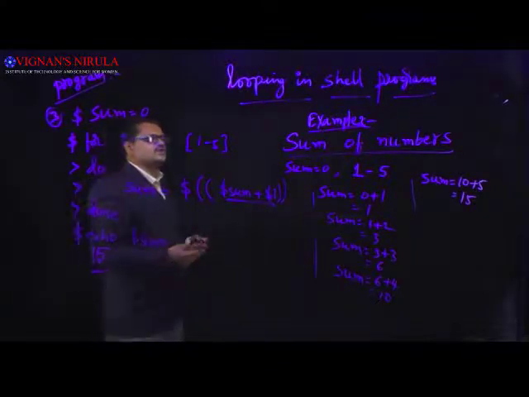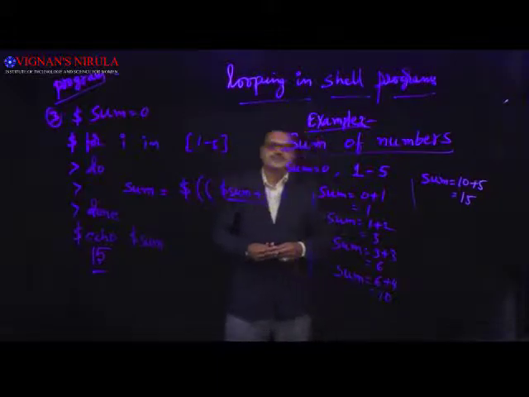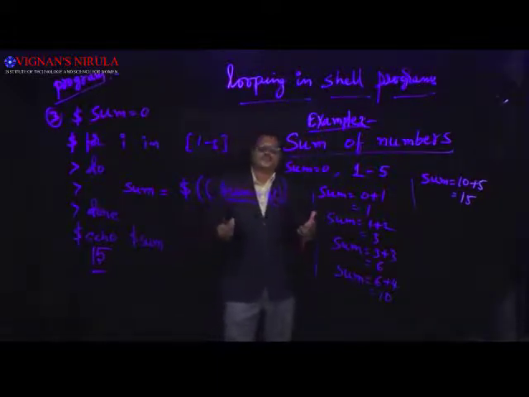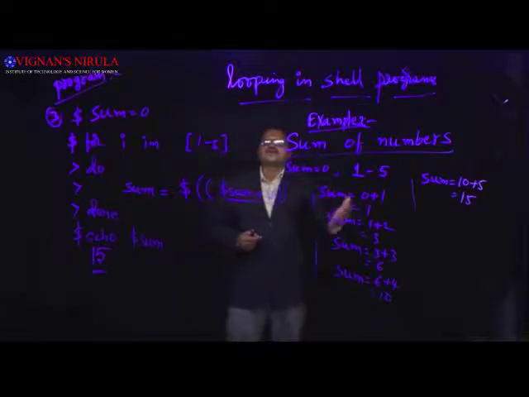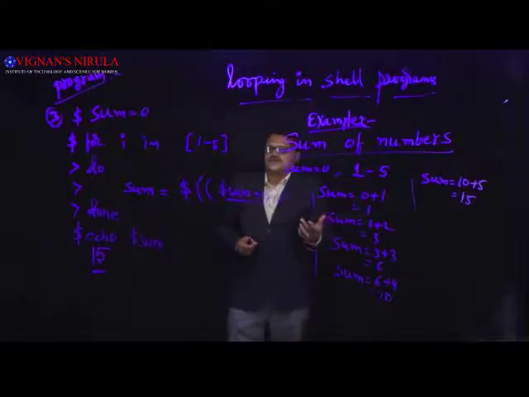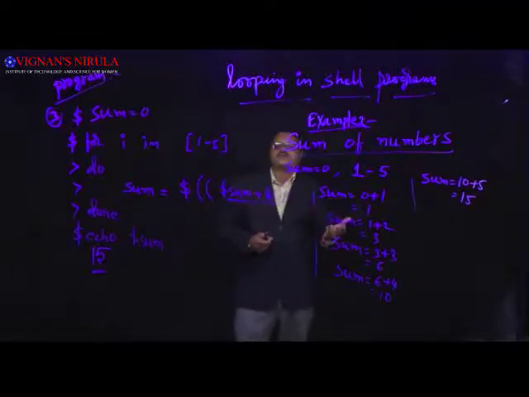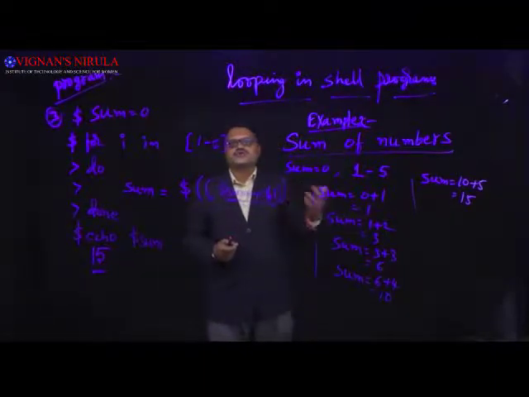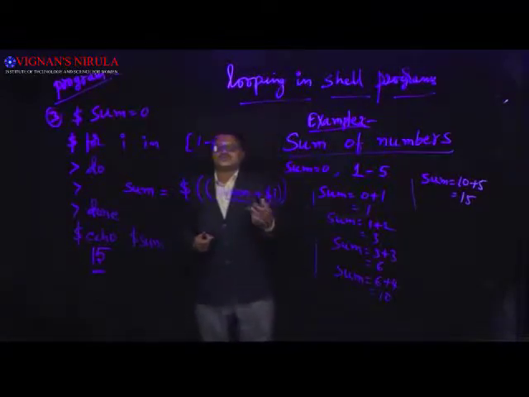So this is about the for loop in shell programs. Basically, what is a loop? A loop is used to perform the same statement on different sets of data. Here we have taken one example, the sum of the first 5 numbers. The data is different, 1, 2, 3, 4, and the statement is the same, sum plus I. So this is where we will use a loop.